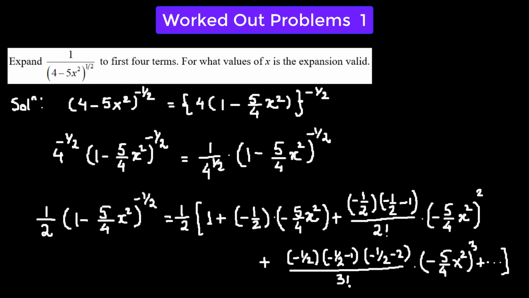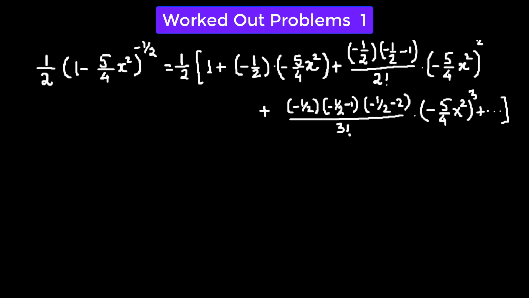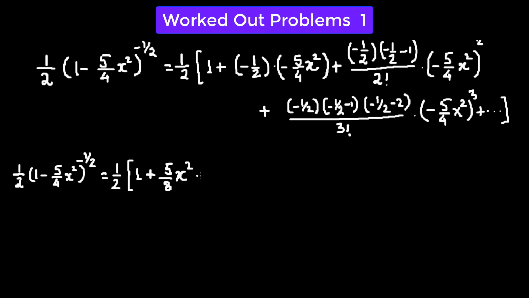Now we will simplify each of the values. So this will be equal to, let me write it down, half times (1 minus 5/4 x squared) whole raised to the power -1/2 will be equal to half times 1. We have a negative number multiplied by a negative number, so that will make it positive. So we have positive 5 over 4 times 2, which is 8, whole times x squared.